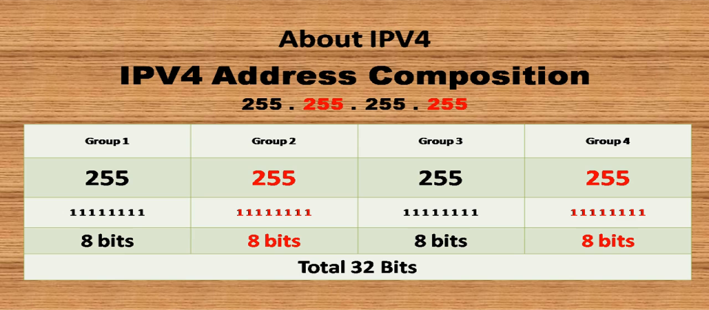Group 1 is 255. We have converted it into the binary number system with 8 bits, 11111111. These are 8 bits. And group 2 similarly, group 3 similarly, group 4, and we will get a total of 32 bits. It is the general composition of IPv4. So I hope you will understand.